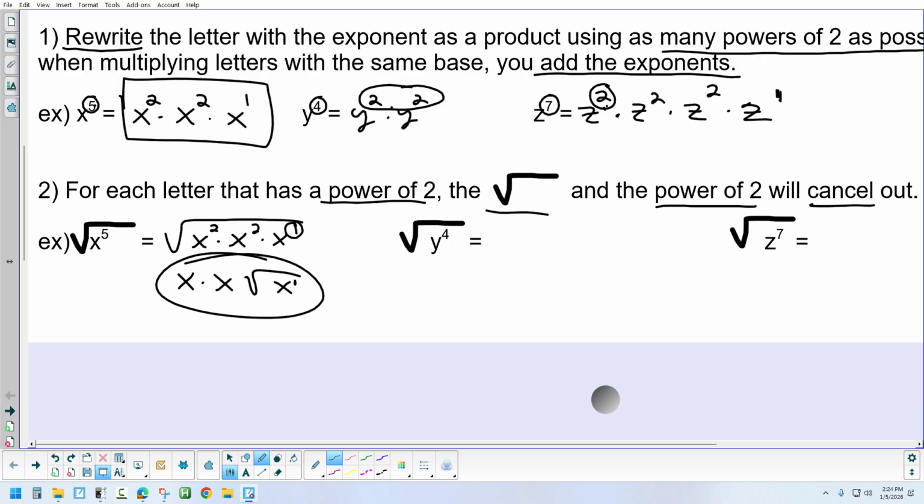That's what they're looking for. Let's try the second one. How did we break up y to the 4th?